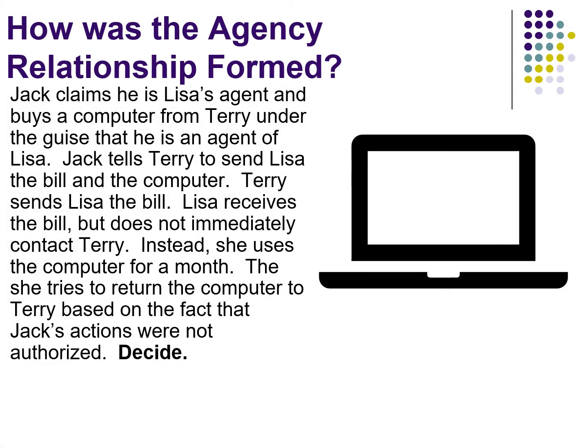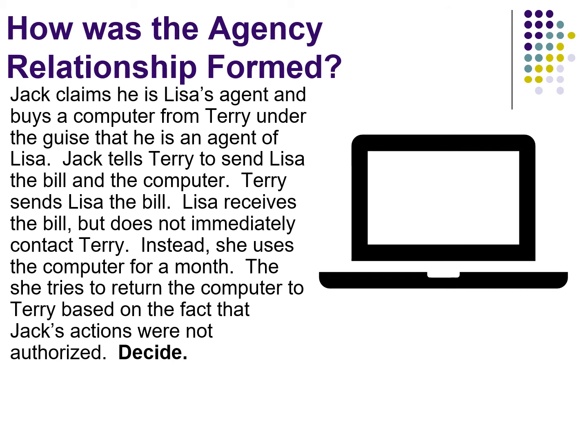Let's look at another example. Jack claims he is Lisa's agent and buys a computer from Terry under the guise that he is an agent of Lisa, right? So Lisa is the alleged principal. Jack tells Terry to send Lisa the bill and the computer. Terry sends Lisa the bill. Lisa receives the bill, but does not immediately contact Terry, i.e. she doesn't do anything. Instead, she uses the computer for a month.